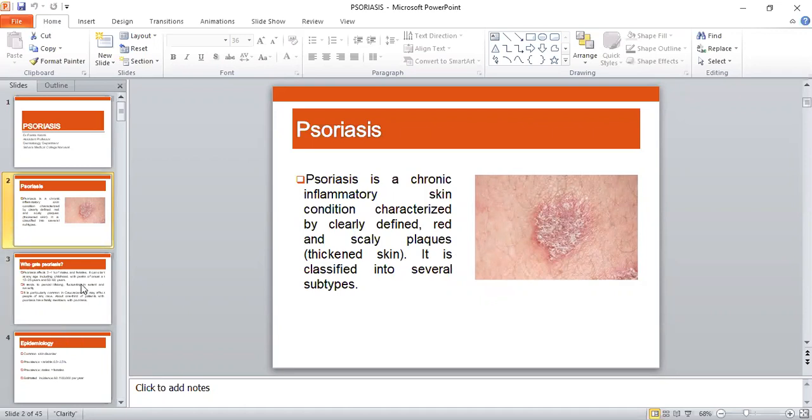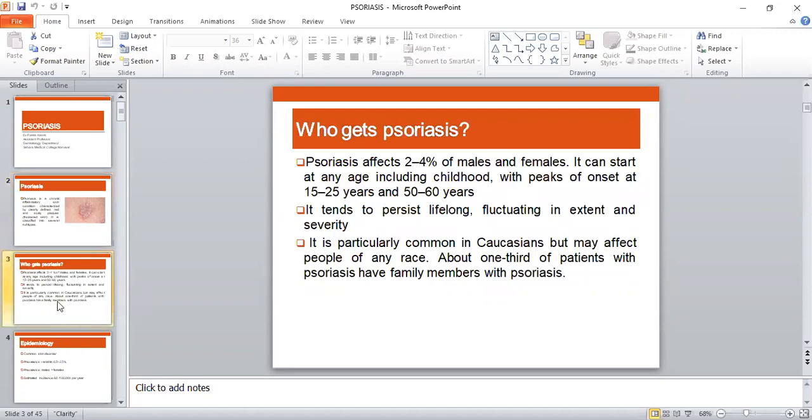And now, who gets this psoriasis? Psoriasis affects 2 to 4% of males and females. It starts at any age, including childhood, with peaks of onset from 15 to 25 years and 50 to 60 years. We have seen many patients who started their psoriasis even before their teenage years, and came to us at 8 years of age or 7 years of age. And the next is the 50 to 60 year age. Elderly people are also involved in this.